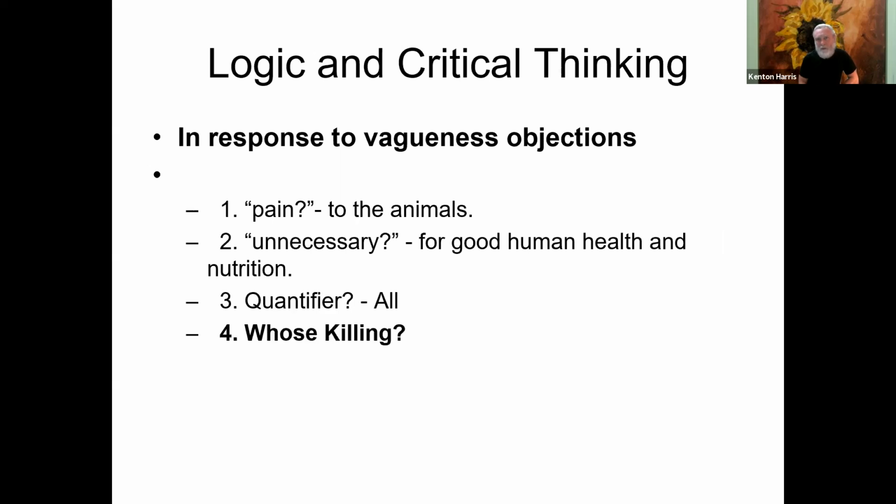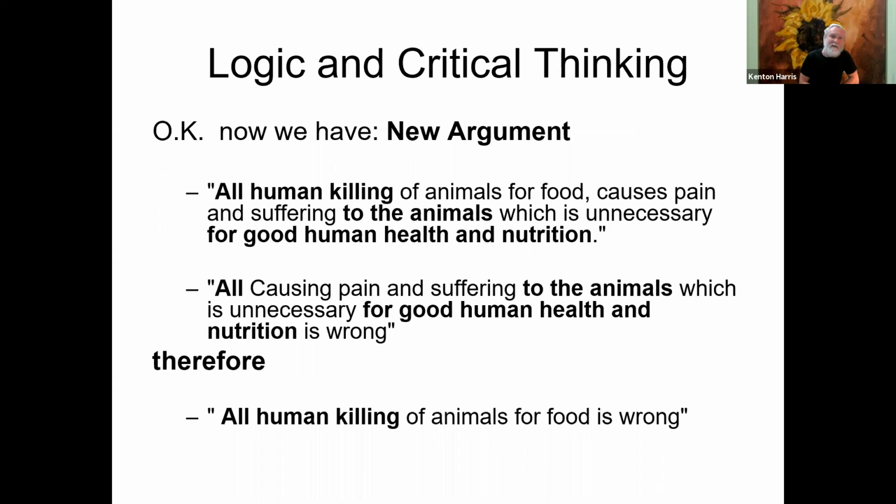And who's doing the killing? Do they mean lions on the plains of the Serengeti? No. They probably mean humans, when human beings kill animals for food. So let's take stock of where we are now, and we have a new argument. Now, how do I know it's a new argument? More words, right? There are more words than there were the last time. So now we have this, something like: all human killing of animals for food causes pain and suffering to the animals, which is unnecessary for good health and human nutrition. All causing of pain and suffering to animals, which is unnecessary for good health and human nutrition, is wrong. Therefore, all human killing of animals for food is wrong.